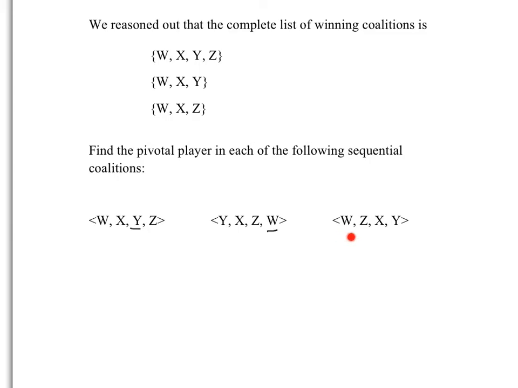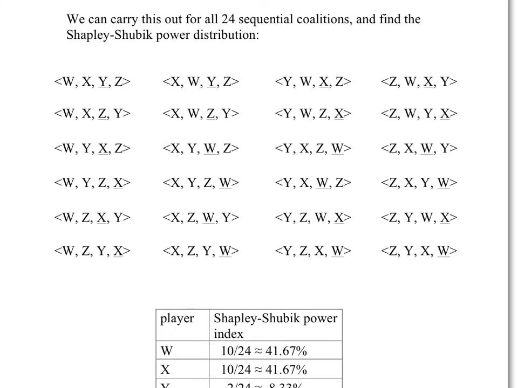Finally, WZXY. W votes yes, not enough. Z joins in. W and Z are still not a winning coalition. WZX, yes, that's the same collection of members as WXZ, so with the arrival of X, we have a winning coalition, and therefore our pivotal player. We can proceed to carry this out for all 24 sequential coalitions and find the Shapley-Shubik power distribution.